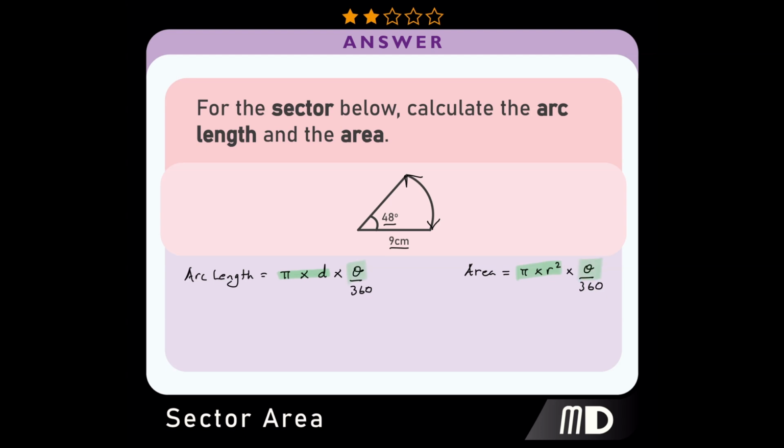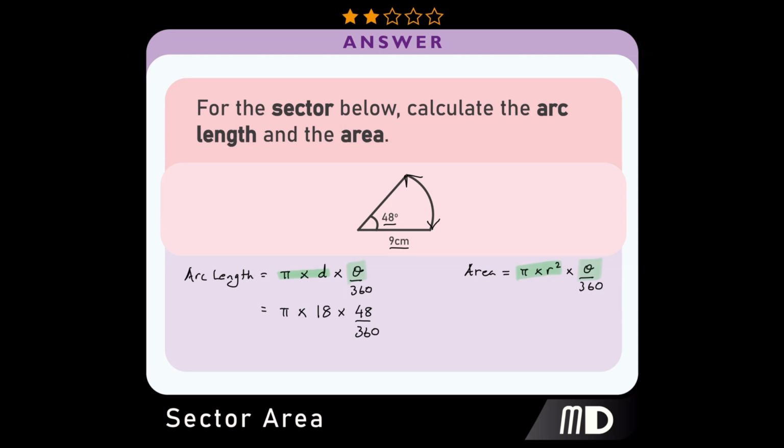Theta is a Greek letter that we use in formulae and in calculations where there is an angle, and in this case theta will be 48 degrees. So let's go ahead and find the arc length, which is pi multiplied by the diameter. So if our radius is 9 centimeters, the diameter will be double that, so it's 18 multiplied by 48 over 360.